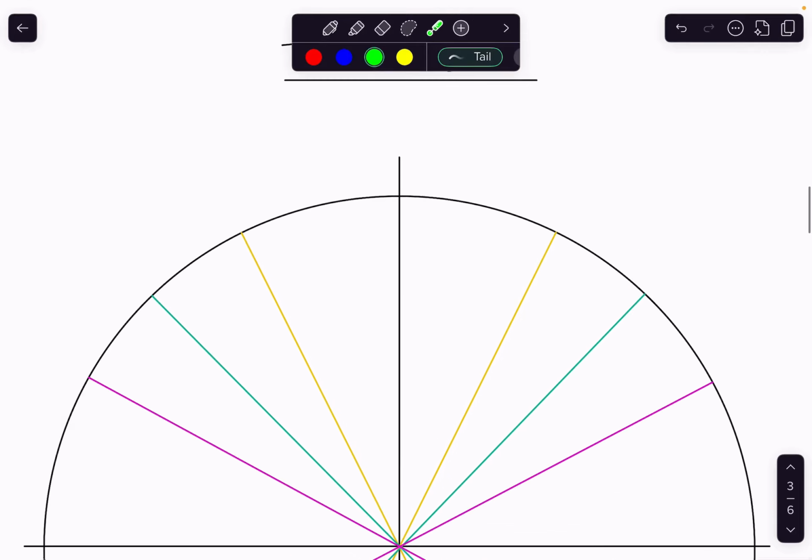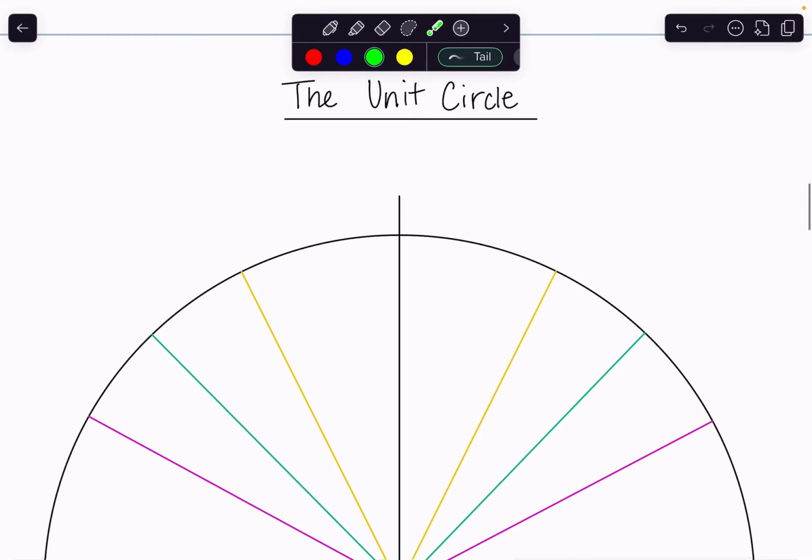But the idea is if I have an angle that's outside that 0 to 360 or the 0 to 2 pi range, I just need to see where it ends up falling on the unit circle, okay? So we're going to build it again quadrant by quadrant, and that'll help us.